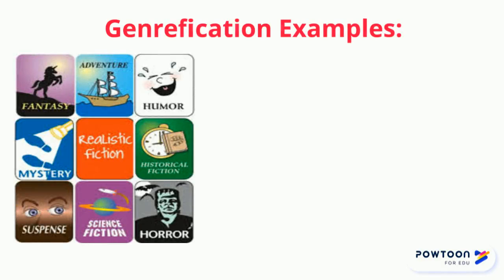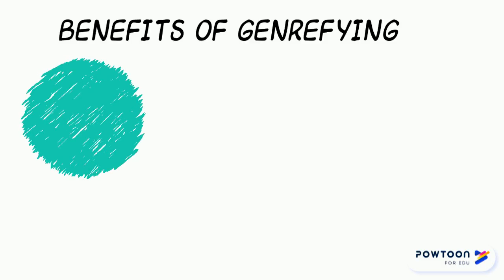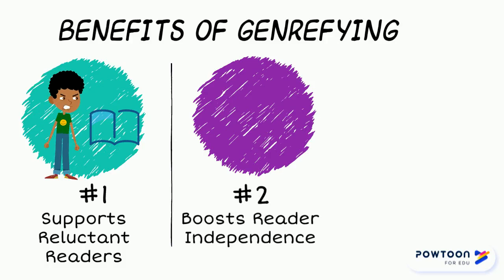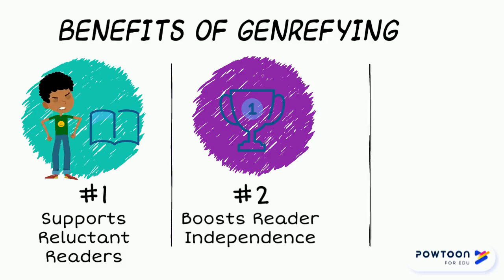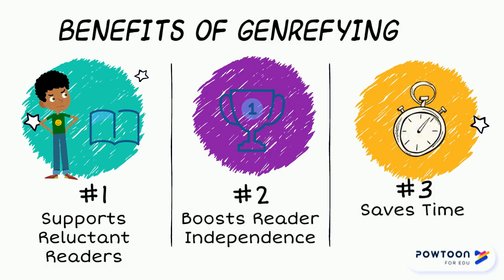The new layout groups books by subject rather than number, uses signs to highlight popular categories, and displays books by their covers. There are many benefits of genreifying your library collection, but the three biggest ones are how it supports reluctant readers, it boosts reader independence, and saves time for students and staff.